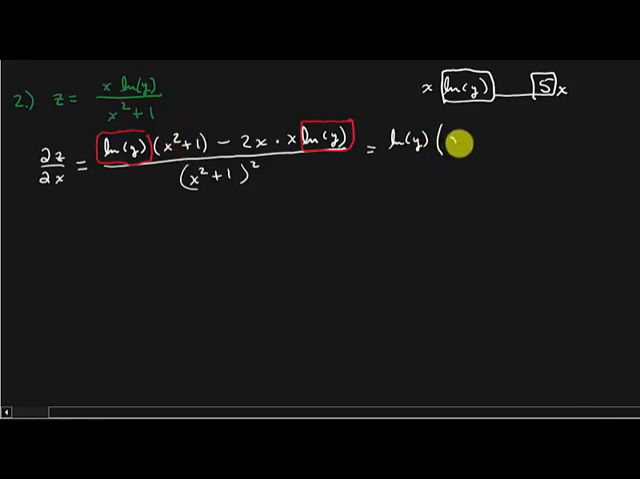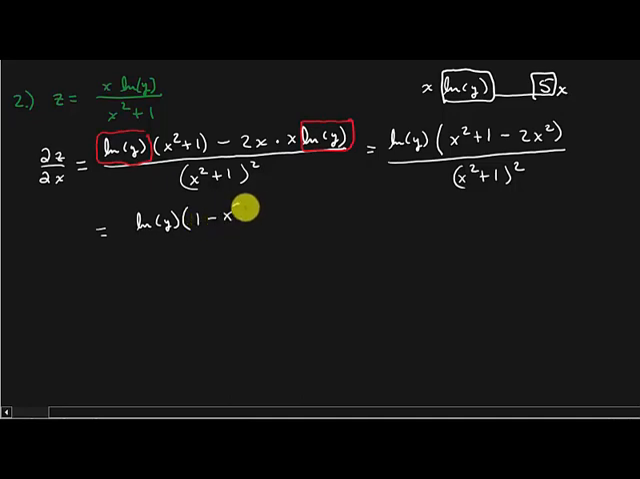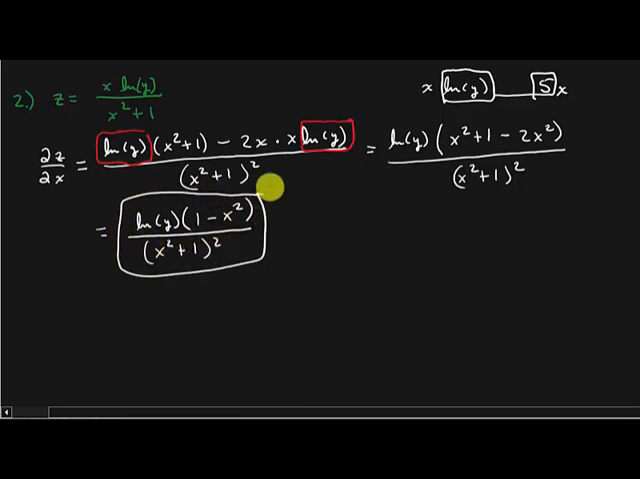So I'm left with x squared plus 1 minus, and then this right here is 2x squared, all over x squared plus 1 squared. And so that's going to give me natural log y times, and that's going to be 1 minus x squared over x squared plus 1 squared. And so there is your derivative.